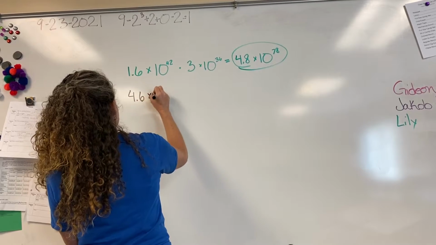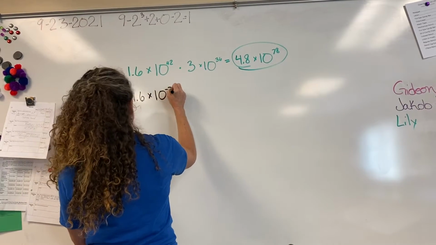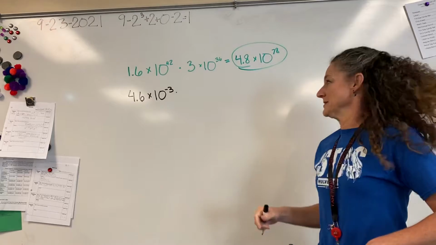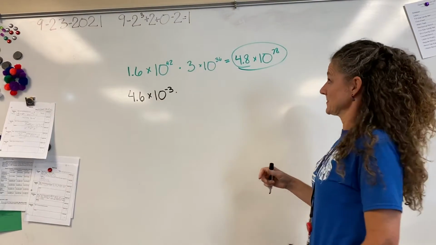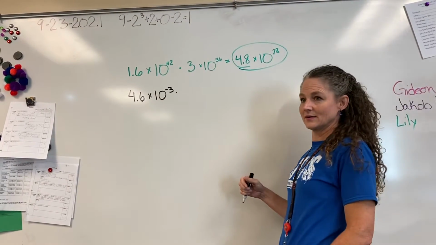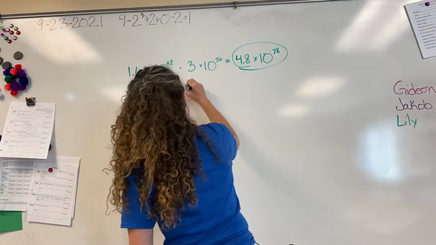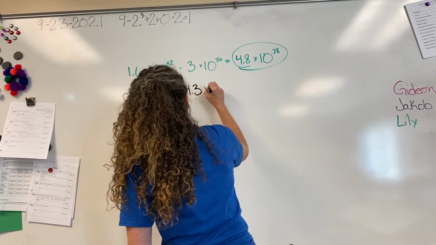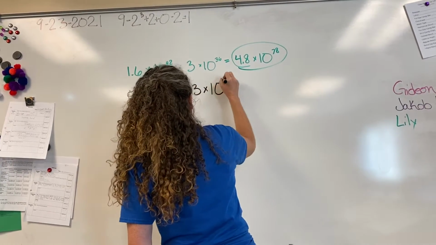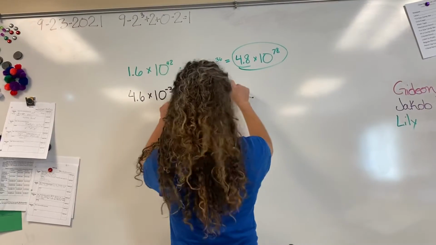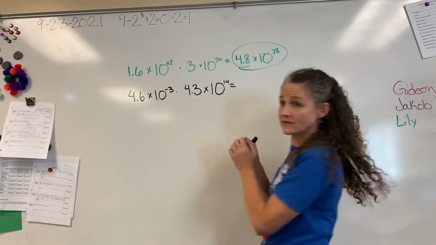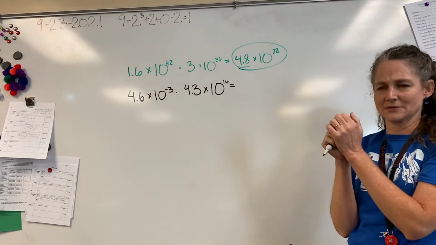4.6 times 10 to the negative 3. See what I did there? Times. Give me another number. 4.3 times 10 to the 14th. I have 1 positive and 1 negative, okay? Can we do that? We can do it.